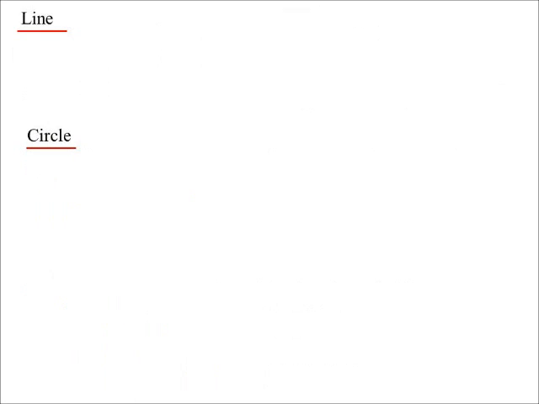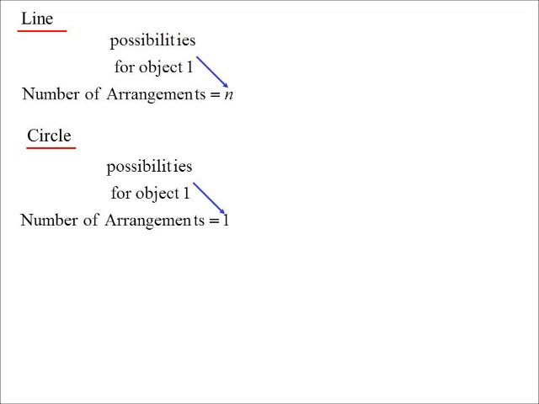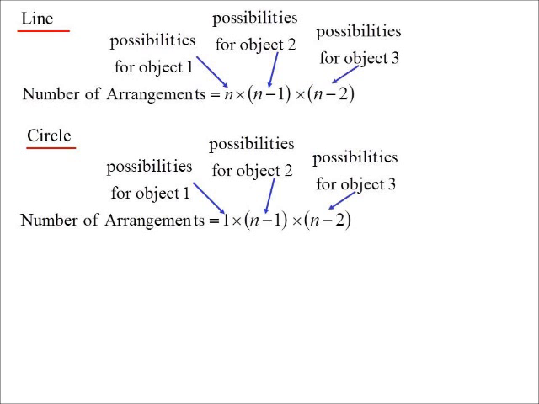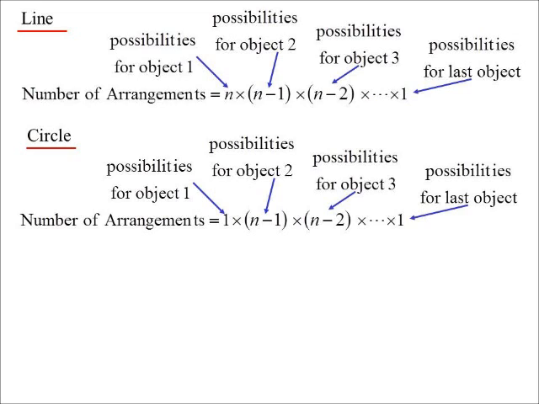So a line, back to our n objects. First one, if we're in a line, has n possibilities, but in a circle it only has one possibility. Goes in the circle. Second object, in a line would be n minus 1, but now it's also n minus 1 for the circle as well. Because we have an object now, so I can define the other n minus 1 positions, and everything else now will stay the same until we get to our last object, where there'll just be one spot for it.